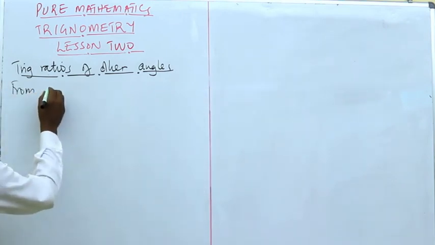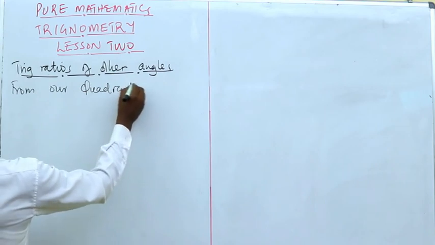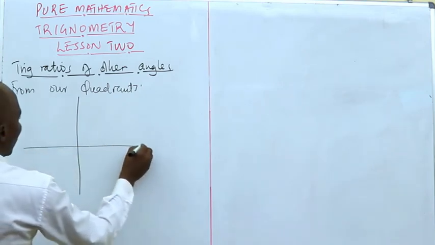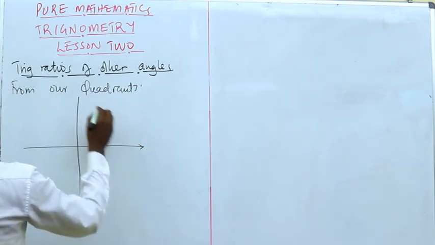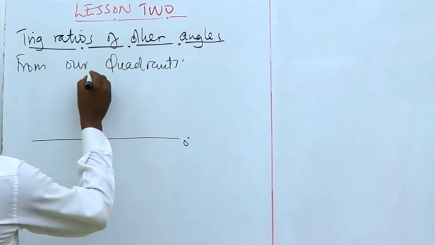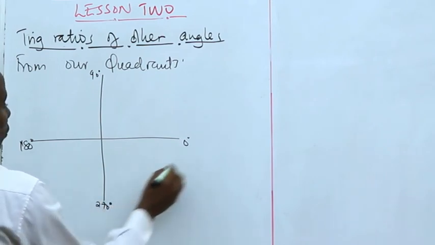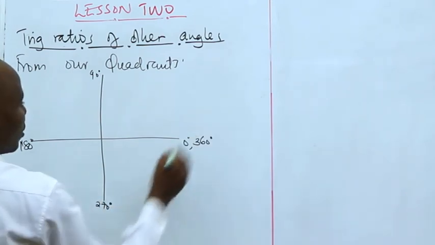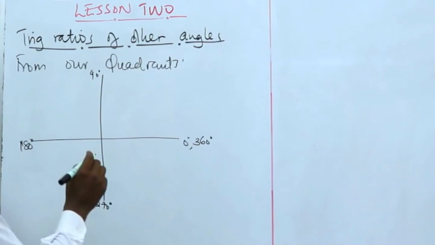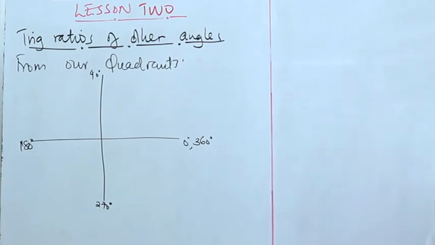Now, from our quadrant, it is 0, 90, 180, 270. If I complete a full turn, that is 360. Now, I'm bringing in another interesting one, but very easy.